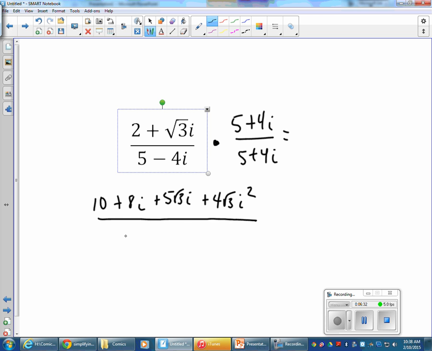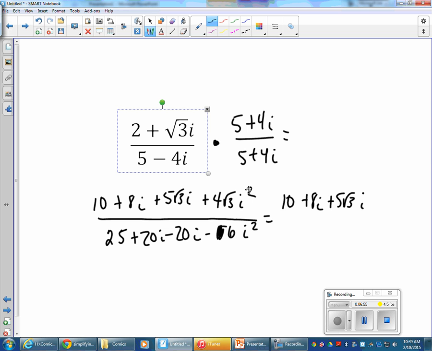On the bottom, 5 times 5 is 25. My outers would be plus 20i. My inners would be minus 20i. And my last would be minus 16i squared. I almost wrote 8. That's a 16. Okay, so the top, the only thing I can do is rewrite it. And since the last one is plus 4 square root of 3 i squared, I'm going to rewrite it as minus 4 square root of 3. On the bottom, it's going to be 25. These cancel, and that would be plus 16.